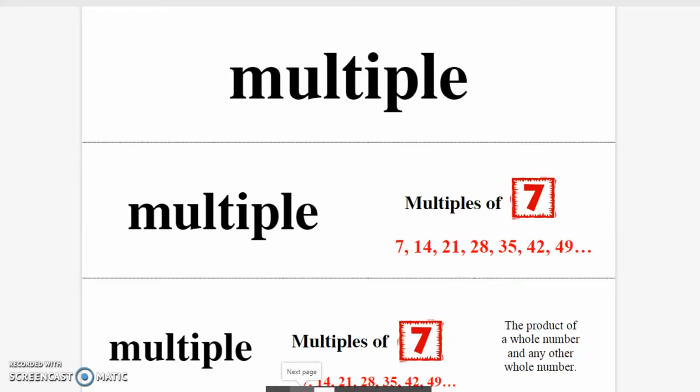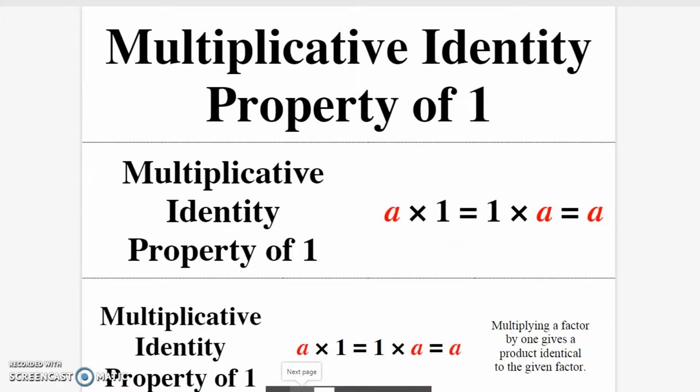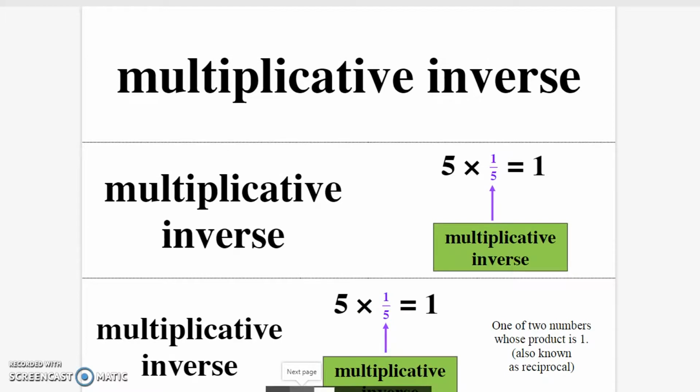Multiple. The product of a whole number and any other whole number. Multiplicative identity property of 1. Multiplying a factor by 1 gives a product identical to the given factor. Multiplicative inverse. One of two numbers whose product is 1, also known as a reciprocal.